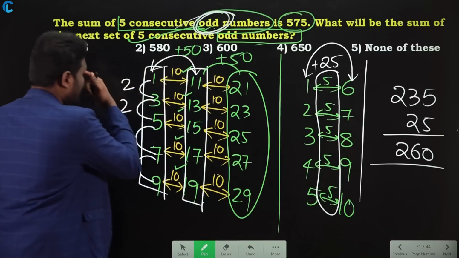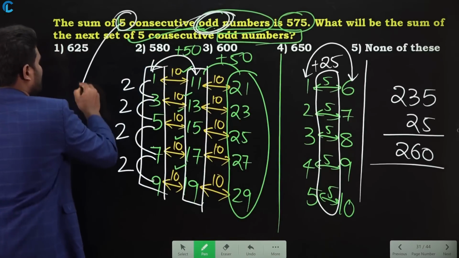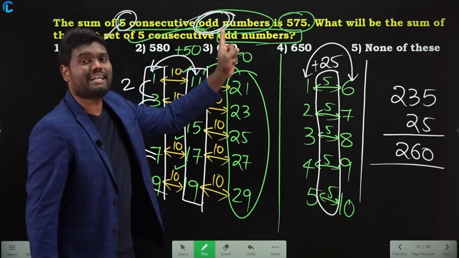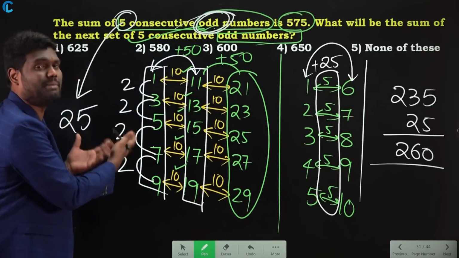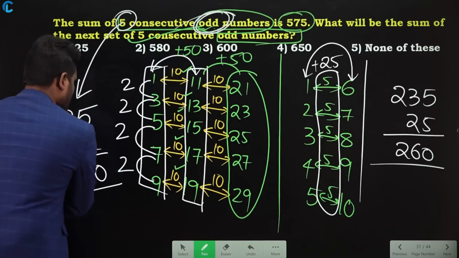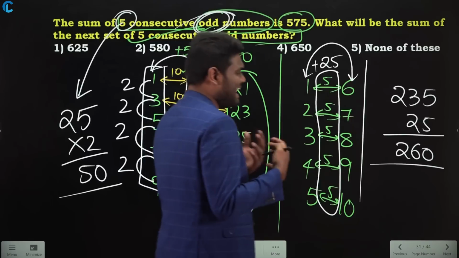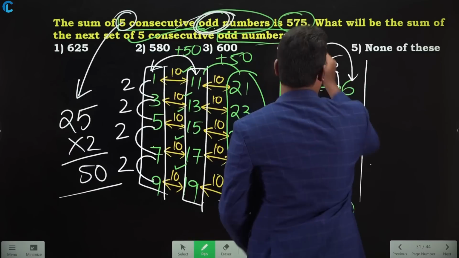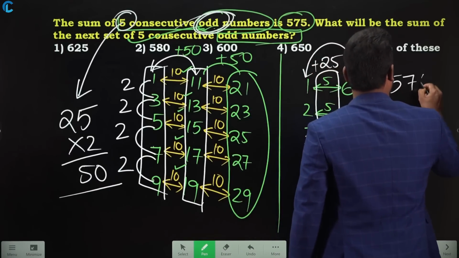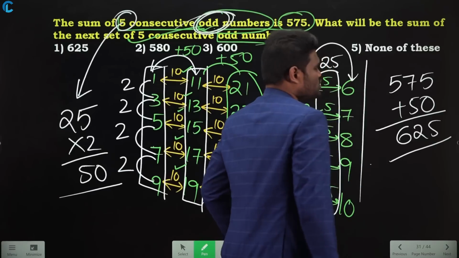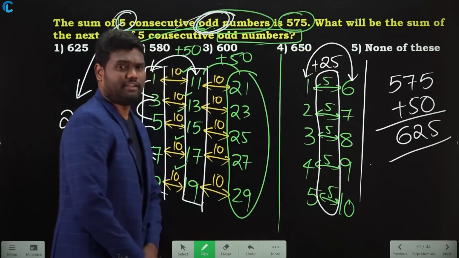You need to double, meaning what? Now look here, as these are 5 consecutive numbers, 5 square is 25. But this is for odd numbers, so you need to double it. Double is nothing but 25 into 2, which is 50. So instead of calculating the whole sum, you will directly add 50. Now this is going to be 575 plus 50, so it is going to be 625. So the answer for this question is 625.